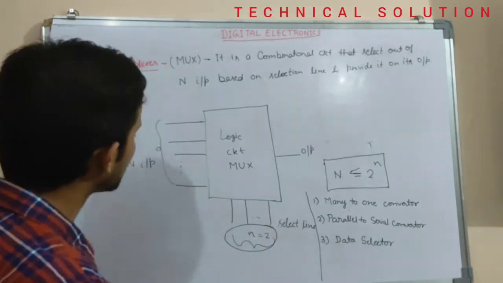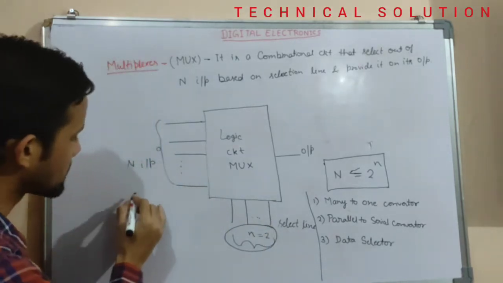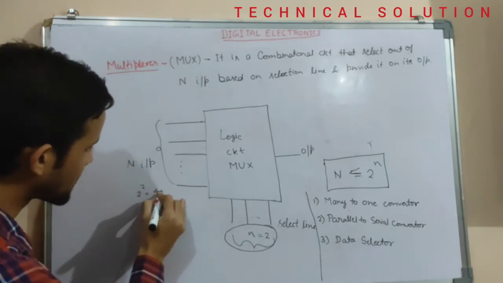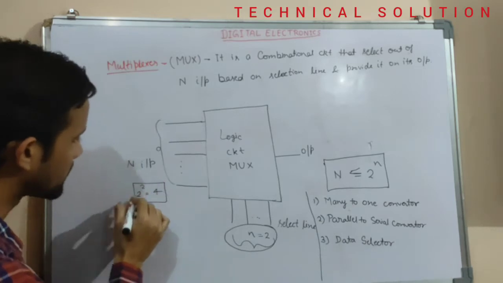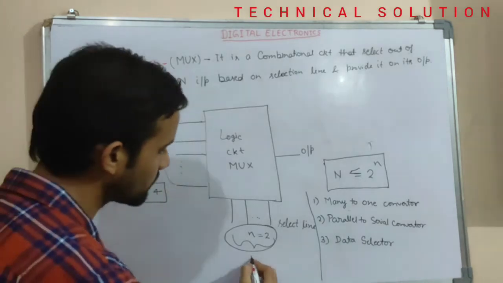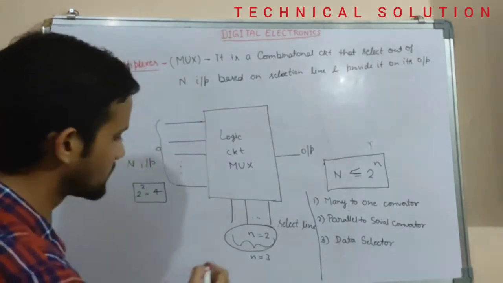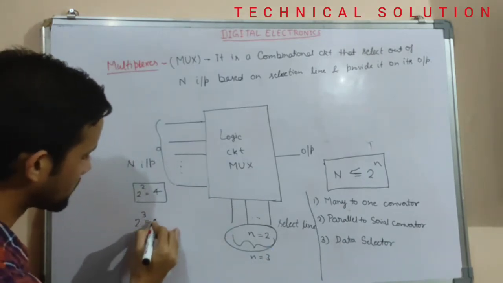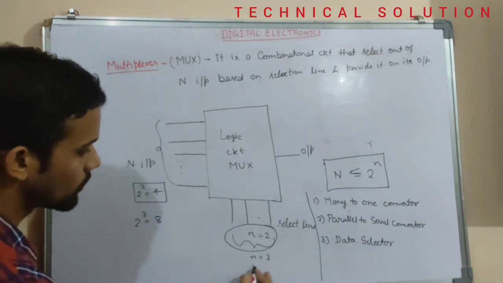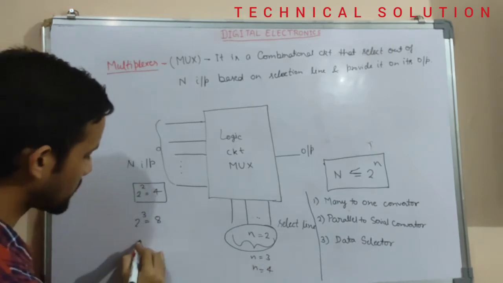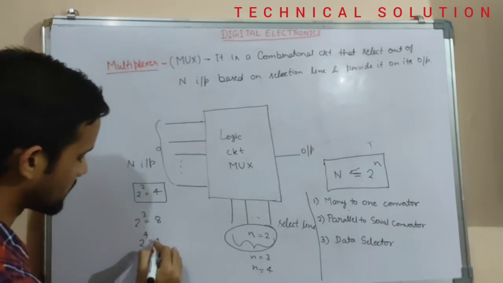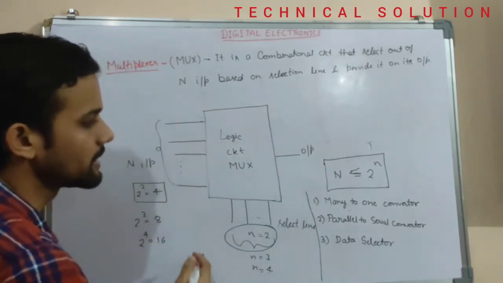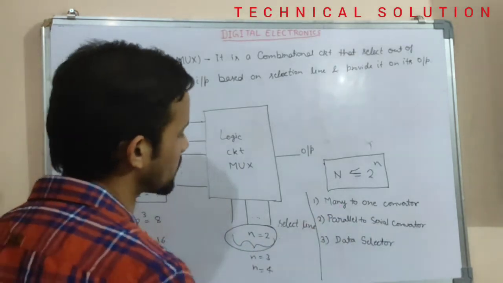Let us suppose this selection line n equals 2. Then the maximum number of inputs is 2 to the power 2, that is, there are maximum 4 inputs present here. If n equals 3, the selection line is 3, then the inputs present here are 2 to the power 3, that is 8. If it is 4, then inputs are 16. And the output is always 1. That's why it is also known as a many to one converter.